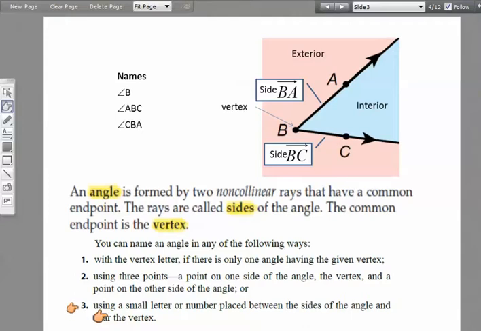You'll see some like this where you're using a small letter or number between the sides of an angle and near the vertex. You'll see some examples of this as we go on in our lesson.